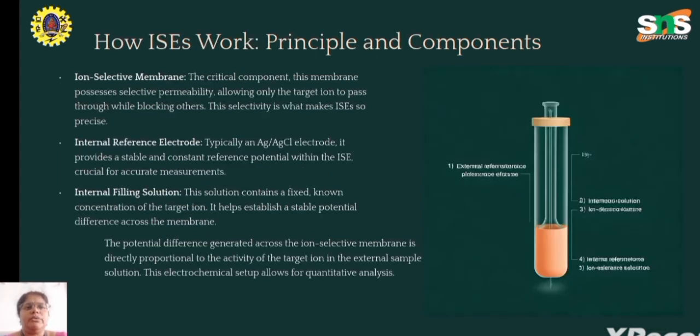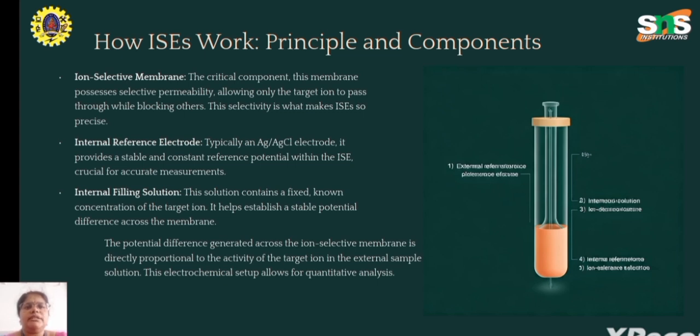How does an ISE work? So, the ion-selective membrane. It is the critical component. This membrane possesses selective permeability, allowing only the target ion to pass through while blocking others. The selectivity is what makes ion-selective electrodes so precise. So you will have n number of ions in the solution, and the ion-selective electrode will allow only certain ions to pass through it.